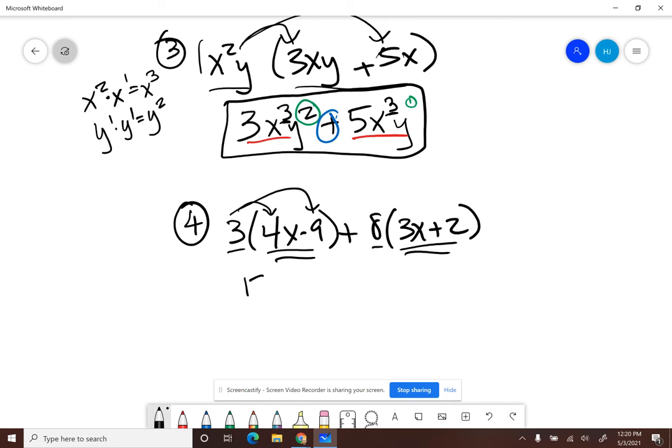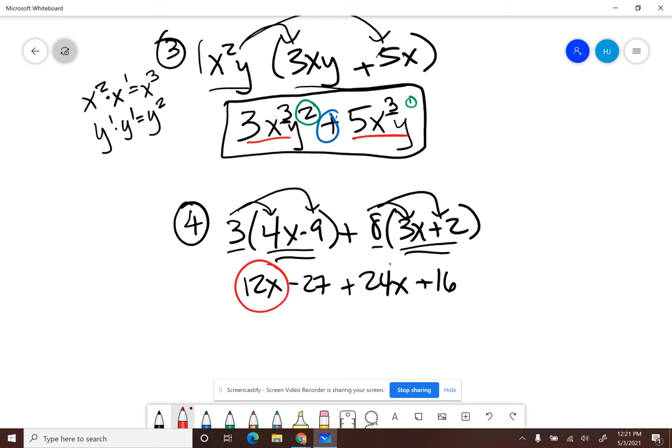4 times 3 is 12x. 3 times negative 9 is negative 27. Then I have positive 8 times 3x, which would be 24x, and positive 8 times positive 2, which would be positive 16. So now let's talk about our like terms.